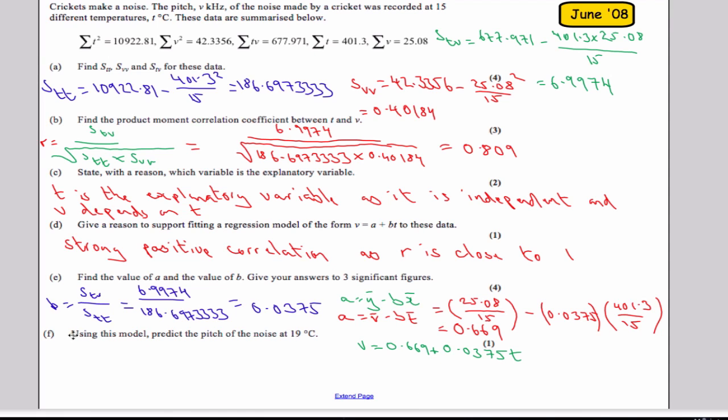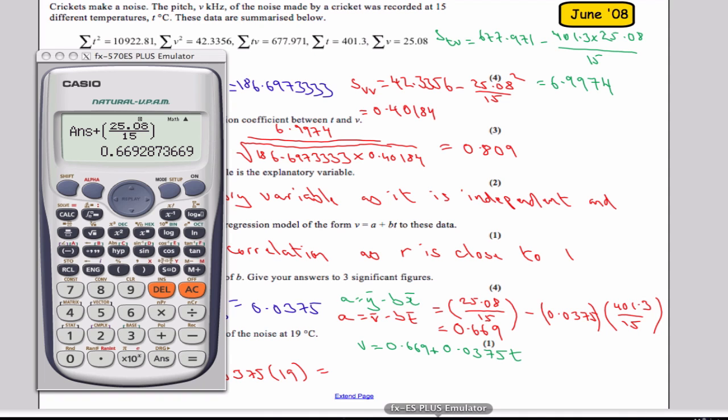Okay, and then finally we're asked to use this model to predict the pitch of the noise at 19 degrees Celsius. The pitch, remember, is V, so we're just substituting if we're wondering what V is equal to if the temperature T equals 19. So we get V equals 0.669 plus 0.0375 multiplied by 19.